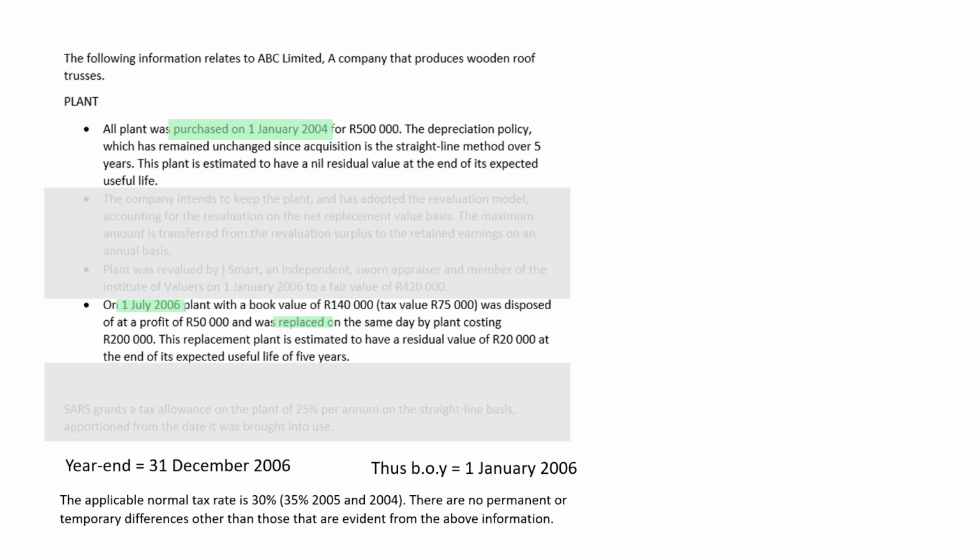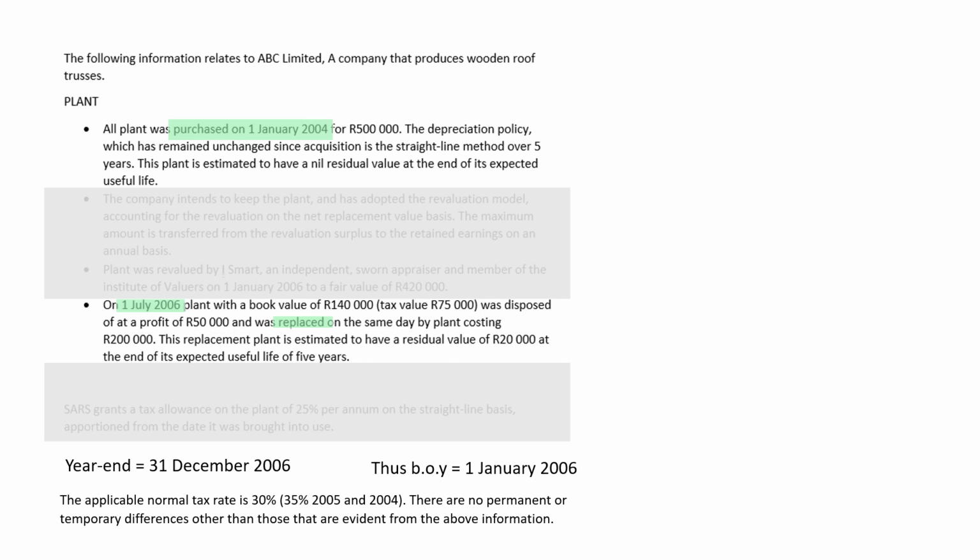The applicable normal tax rate is 30%. It was 35% in 2005 and 2004. Yes, ladies and gentlemen, we are dealing with a tax rate change. There are no permanent or temporary differences other than those that are evident from the above information.